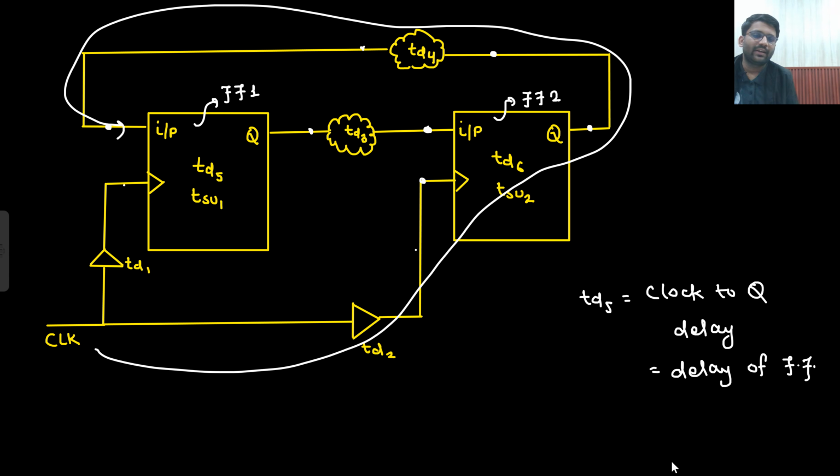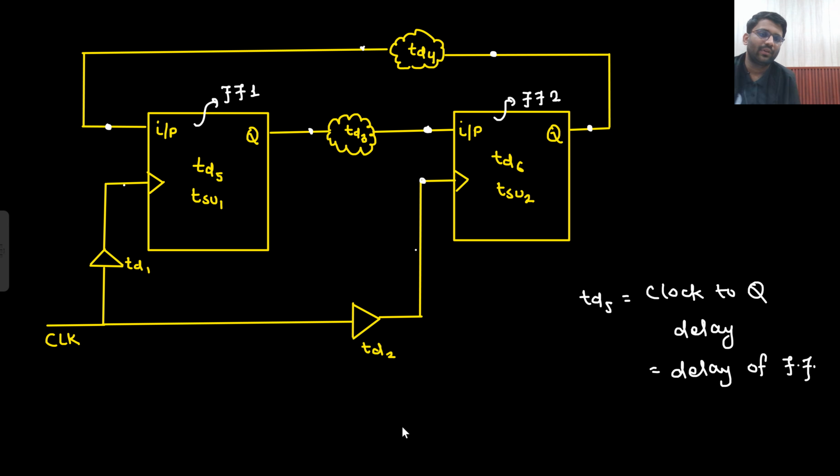Till this point I will reach, and once I have reached here, I will ask what your setup time is. He will say my setup time is T setup 1. Then I will add up that setup 1. Then I will ask after how much time the clock is reaching you. He will say TD1. Then I will subtract it. So can you write down the equation on your own? Surely you can write down the equation on your own.